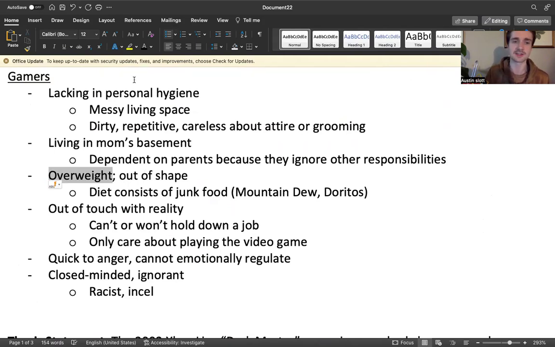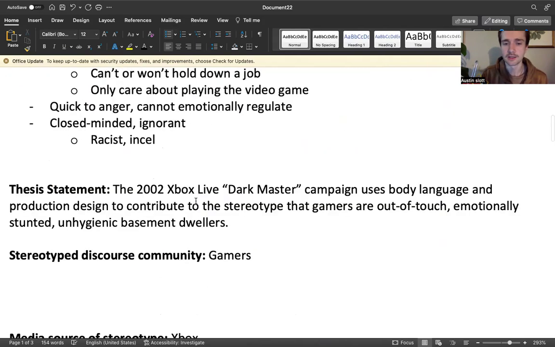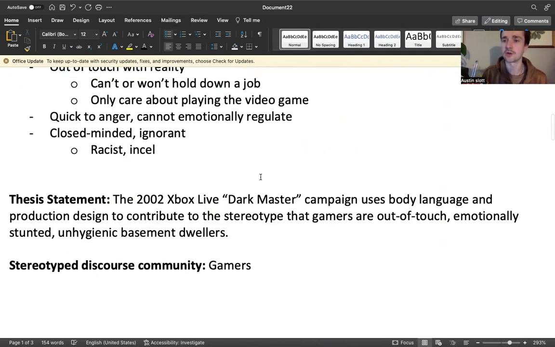body of the paper. Once we get to the analysis part of the paper, you can expand on all these things, but give me a nice, neat, yet detailed single statement about what that stereotype is in the thesis statement. So the thesis statement should read just like this: The Xbox Live Dark Master campaign uses body language and production design to contribute to the stereotype that gamers are out of touch, emotionally stunted, unhygienic basement dwellers. That's my thesis statement. That's gonna navigate my whole paper.